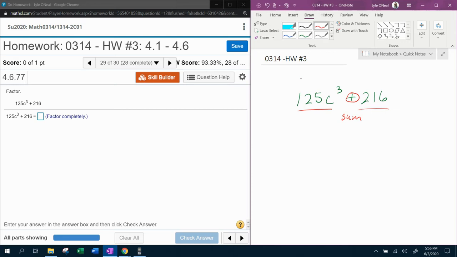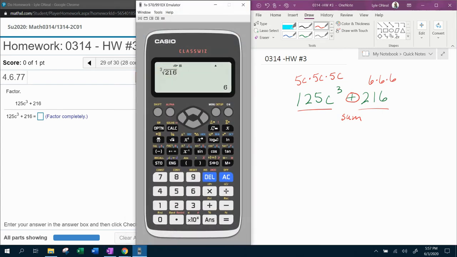So I'm going to need three identical factors that make 125c to the third. And that's going to be 5c times 5c times 5c. If you multiply those three together, you get 125c to the third. So that is a perfect cube. Now for the 216, I think it's 6 times 6 times 6, but I'm going to check with my calculator to make sure. 6 times 6 times 6 is 216, okay?